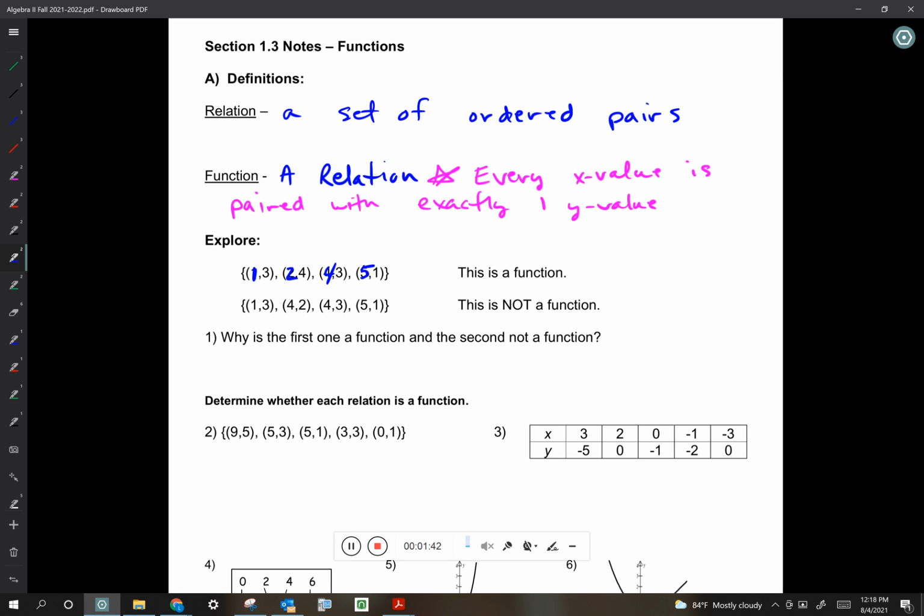But look at the second example. Your x values, you've got 1, and then you've got 4 twice. And then you have a 5. Well, do you see how the 4, in one case, is paired with a 2, and in another case, it's paired with a 3. So you have an x value that's paired with more than one y value. So that's why we say this is not a function. Okay, so basically I just answered that question.